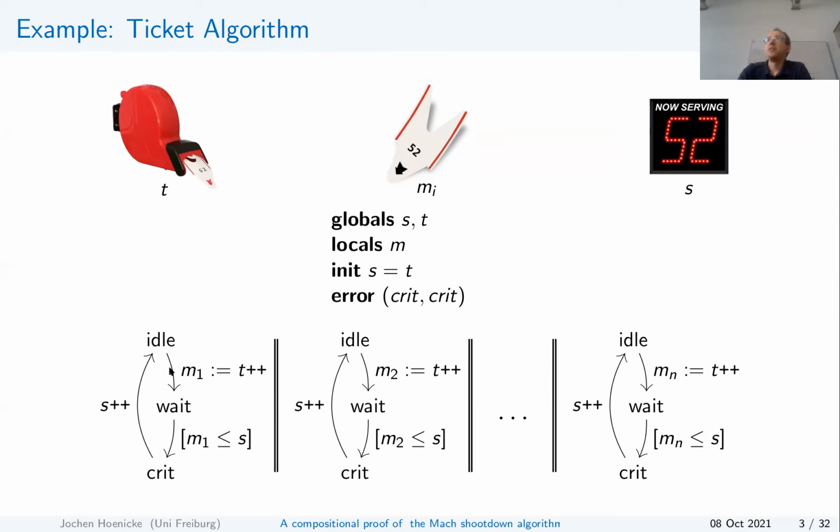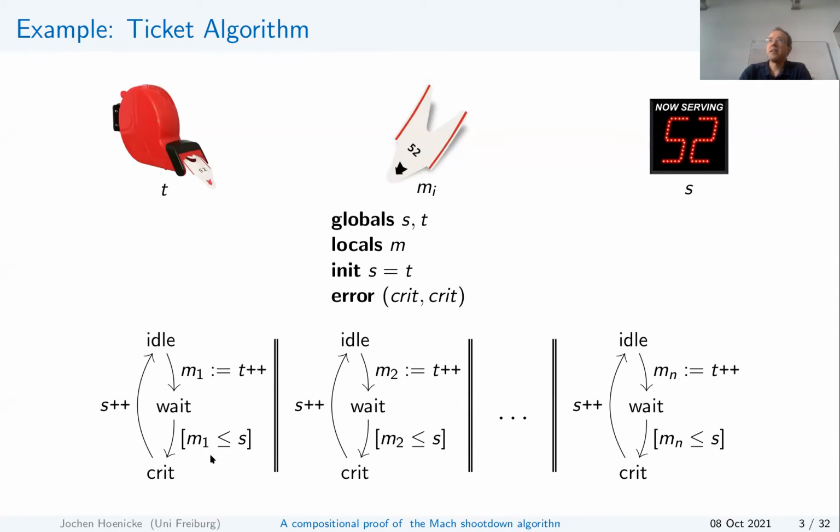And then when they are idle, they can draw a ticket and switch to the wait state. And the ticket drawing is just that they copy the current ticket number into their local variable M, and atomically also increase the ticket number so that the next thread will get a different ticket number.